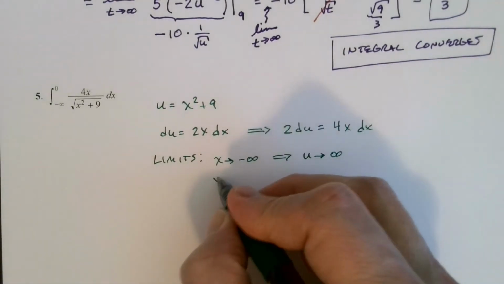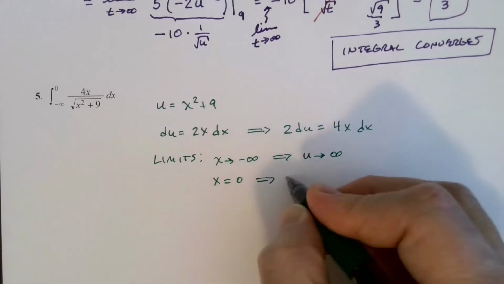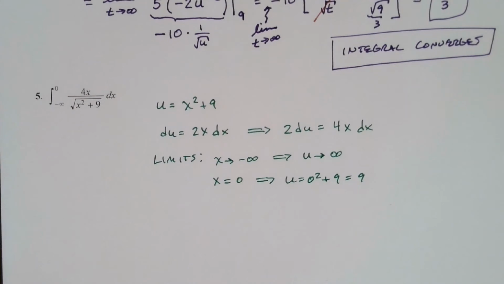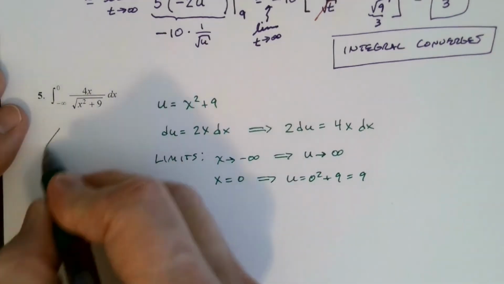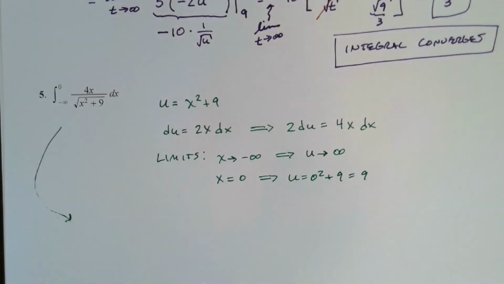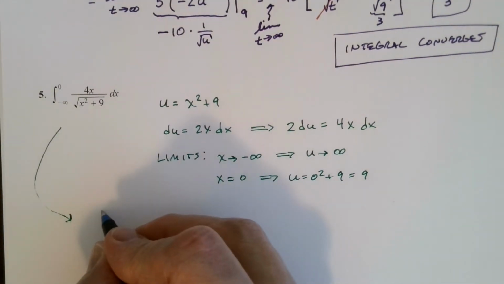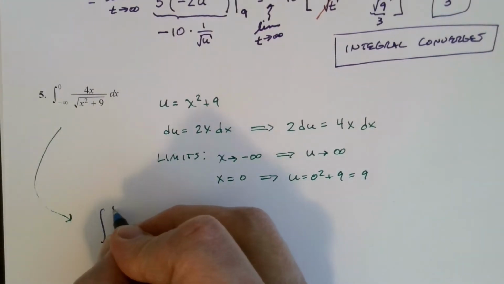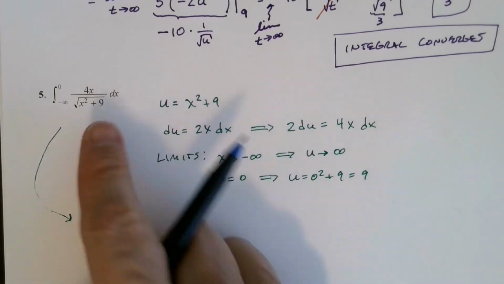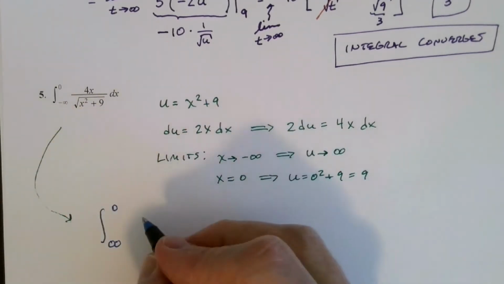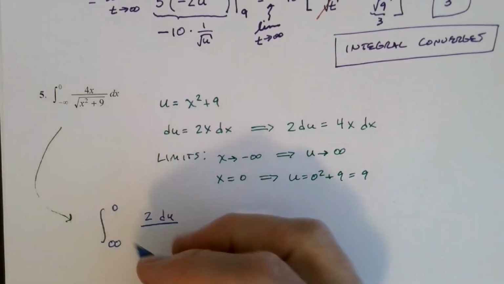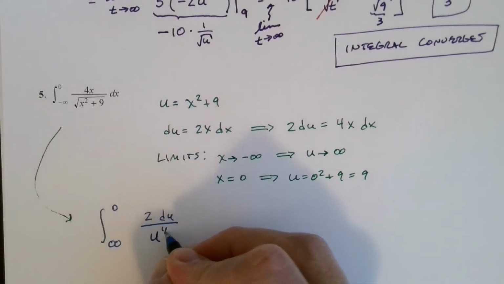The upper limit, x is 0. That's easy. u is what? 0 squared plus 9 is just 9. And so what does our integral become? It becomes the integral from positive infinity to 0. 4x dx is the 2 du up top, all over what? The square root of u, or u to the 1/2 power.